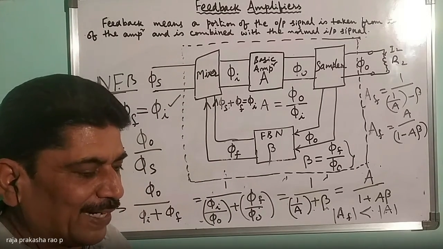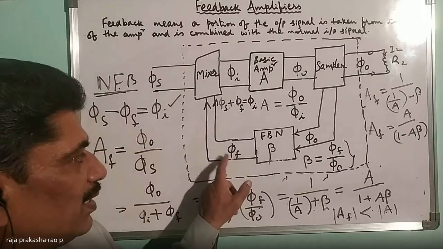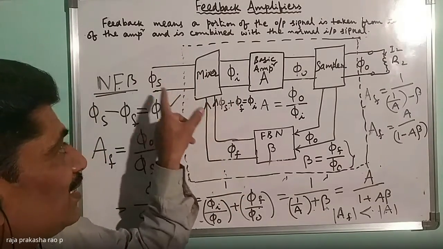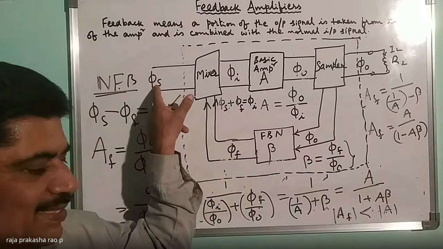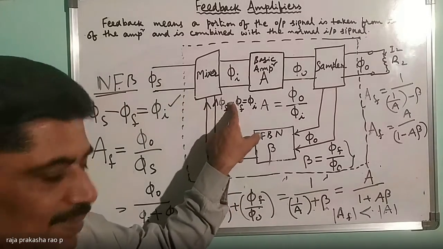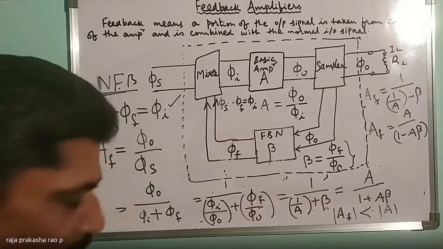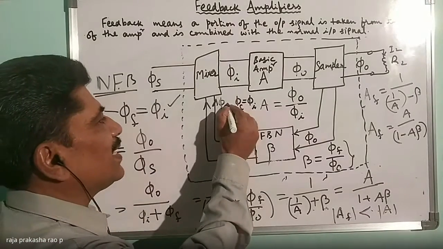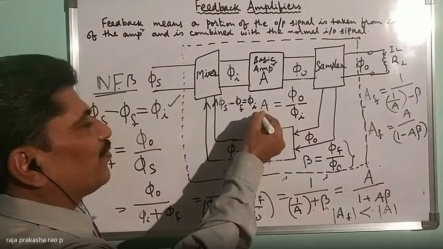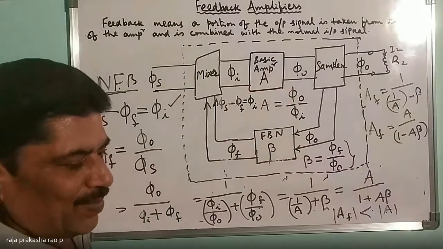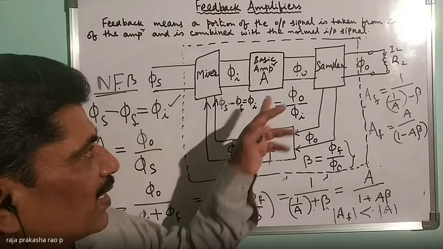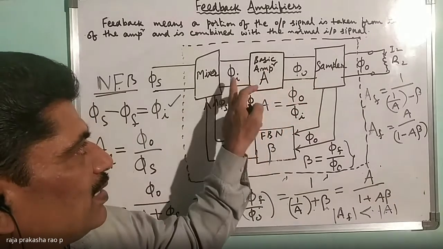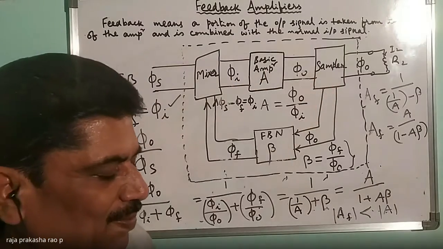In the negative feedback, what do we do? This mixer will subtract: Vs minus Vf. In the negative feedback, Vs minus Vf is equal to Vi. That will be the input to this amplifier. This input multiplied by A will give the output V0.